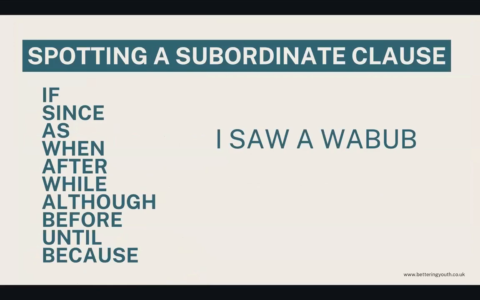Another way that we can spot a subordinate clause is by looking at those tricky subordinating conjunctions. One of my favorite ways to teach it to students is through this acronym, I saw a wubub. They may have already heard it at school as well. It's fairly popular, but it helps us to identify these following subordinating conjunctions: if, since, as, when, after, while, although, before, until, because.